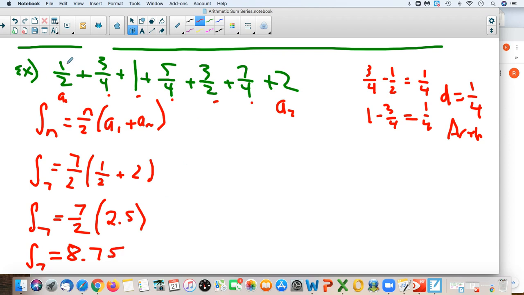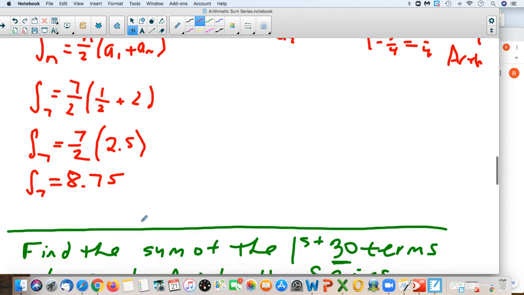Basically what I'm saying is, if you add this, plus this, plus this, plus this, plus this, plus this, plus this, there's a finite set, because that's going to change eventually. It's a finite set, you get 8.75. Okay? So far, so good. Let's scoot down here to a new problem.